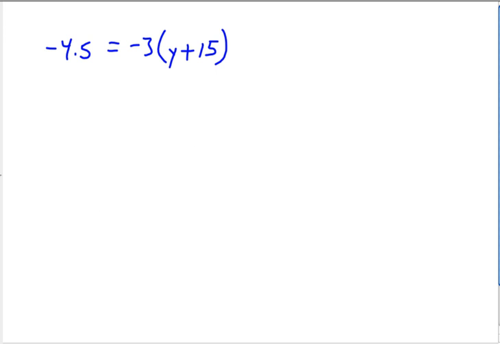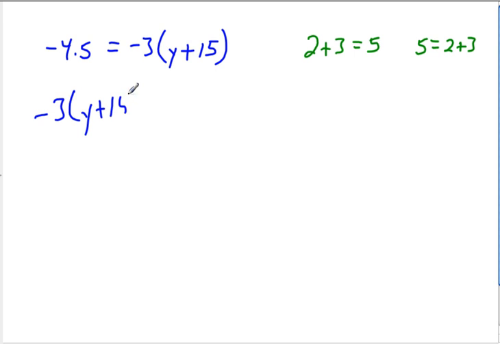So here we have negative 4.5 equals negative 3 times y plus 15. This is exactly the same as the last problem. It's just the y and the parentheses happens to be over on the right side this time. If that messes you up, then you can feel free to change the sides. It's kind of like this. If I write 2 plus 3 equals 5, that would be the same as me writing 5 equals 2 plus 3. So feel free, if you want to just change this to look like this if it helps. You don't have to, but if it helps.